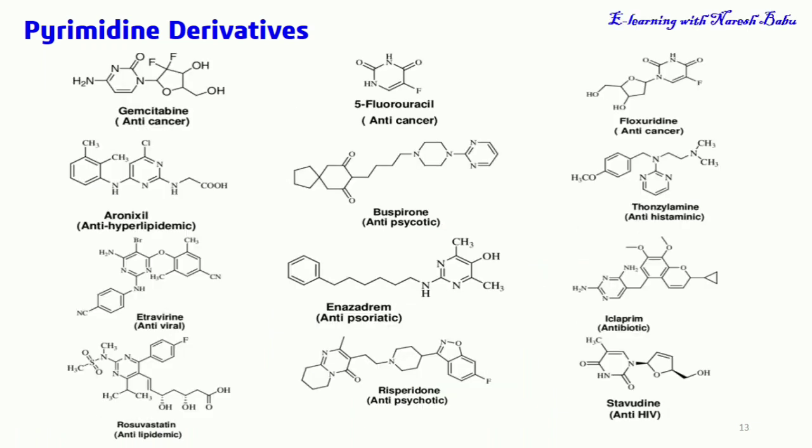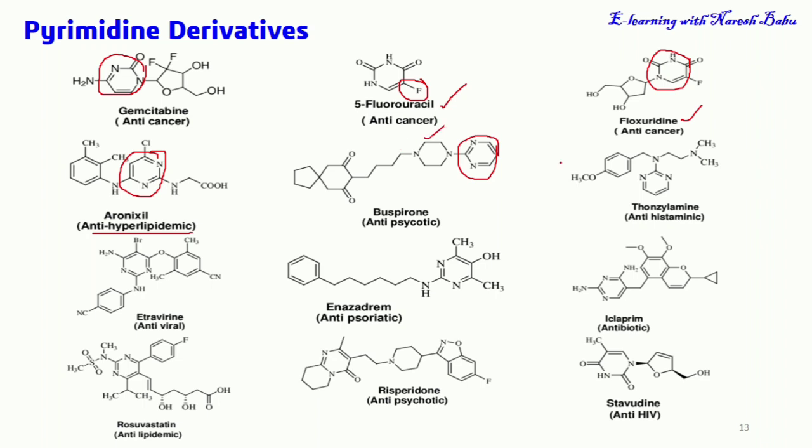So you can see some other drugs related to pyrimidine. Gemcitabine has the pyrimidine nucleus and is an anti-cancer drug. And 5-fluorouracil, the uracil we saw in the pyrimidine DNA bases, has fluorine present at the fifth position; it is a very good anti-cancer agent. Another pyrimidine-containing molecule is fluoxetine, which is also anti-cancer, and aronixil is anti-hyperlipidemic, reducing cholesterol, with the pyrimidine nucleus present. And buspirone is an antipsychotic drug, with this pyrimidine present along with the piperazine ring system.